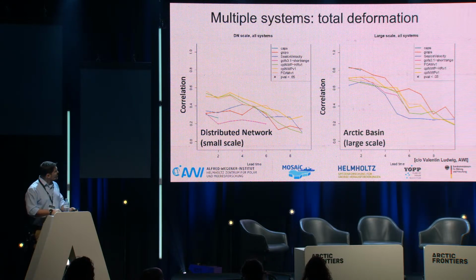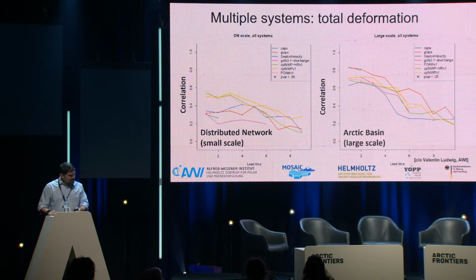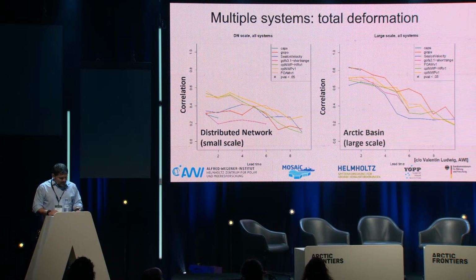And then just briefly, Valentin has produced this plot of various different models. It's several of the different models that have provided forecasts for the distributed network. And you can see the pattern is pretty similar. This is just for total deformation now. At the small scale, correlation is quite good. And at the large scale, the correlations are considerably better.